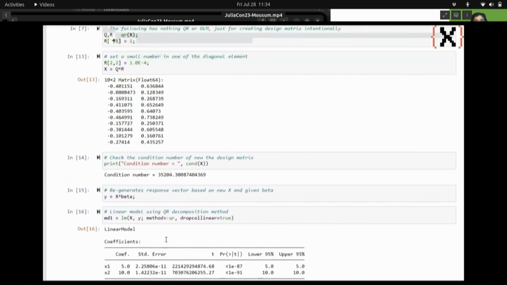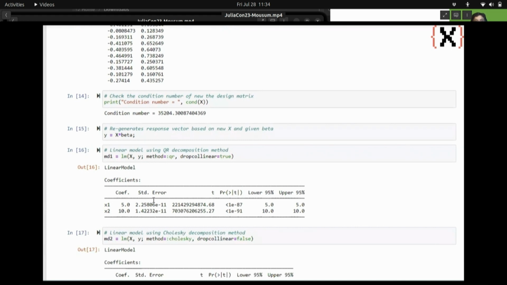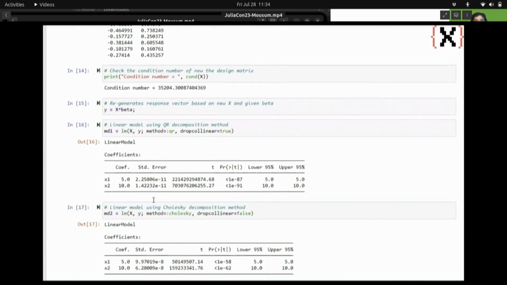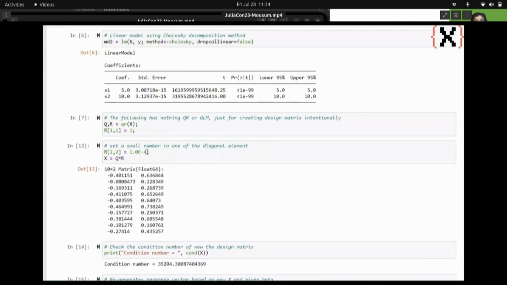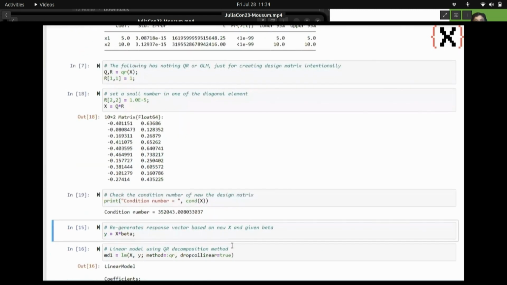Okay, so what we have observed in this empirical example is that if the condition number is less than 10 to the power 6, the QR decomposition and the Cholesky decomposition in the linear model give the same accuracy. Now try to increase a bit. Now the condition number is in the scale of 10 to the power 6 and less than 10 to the power 7.